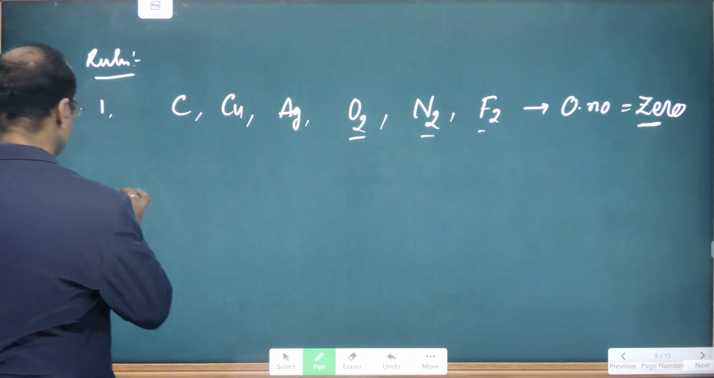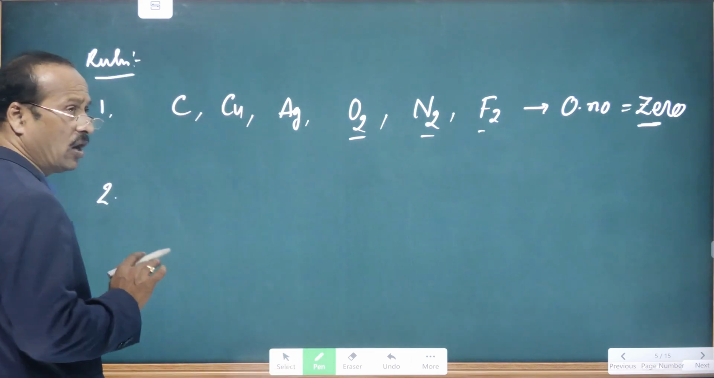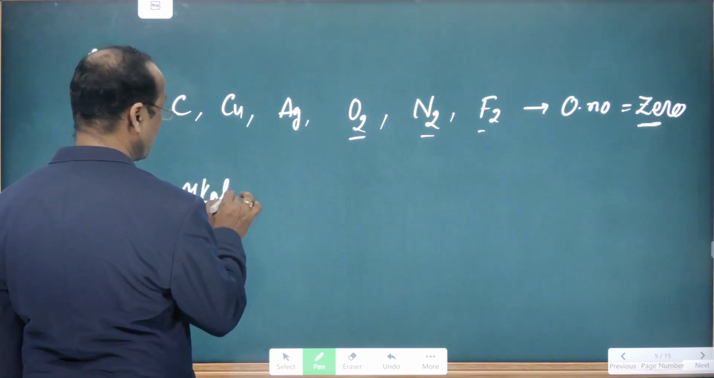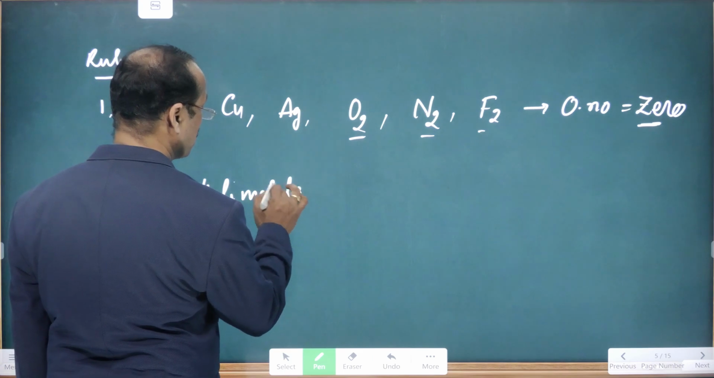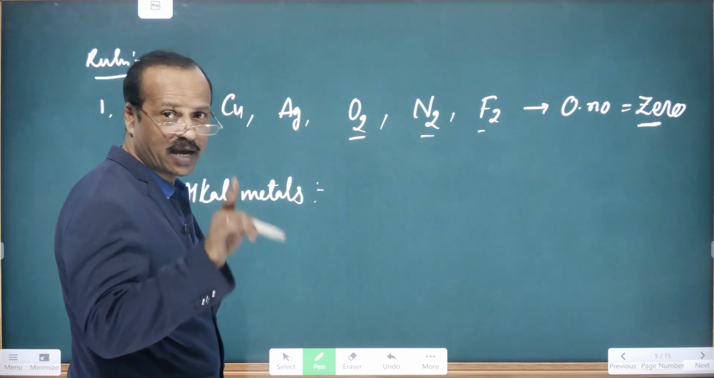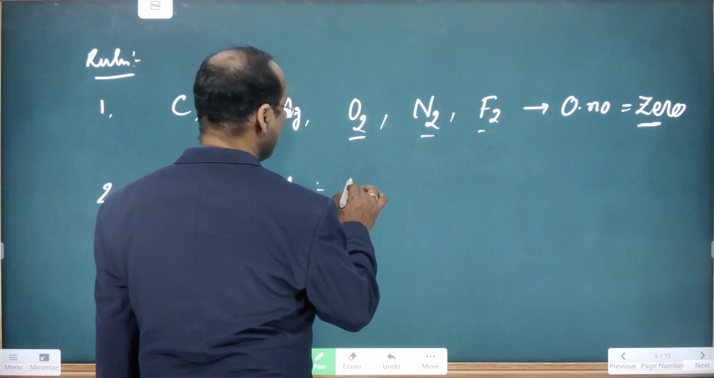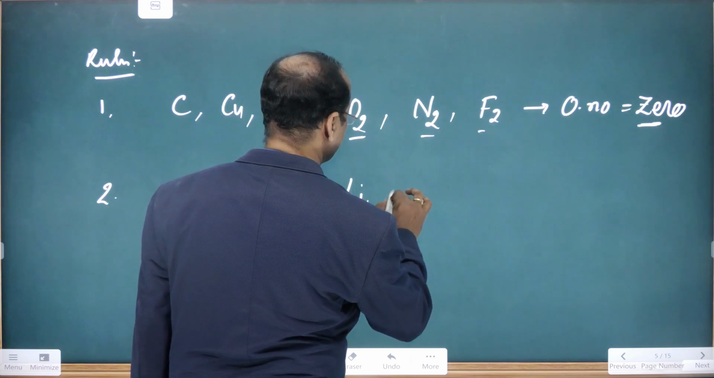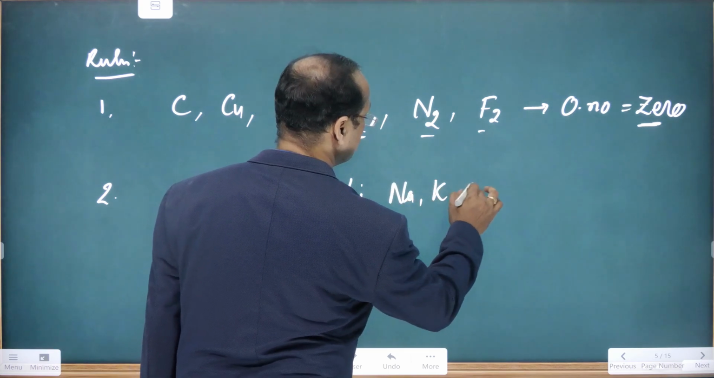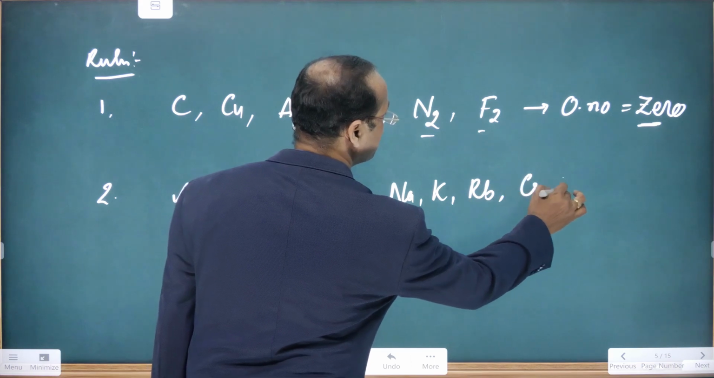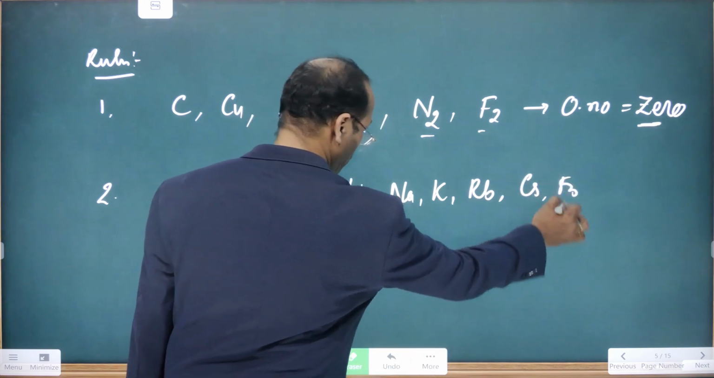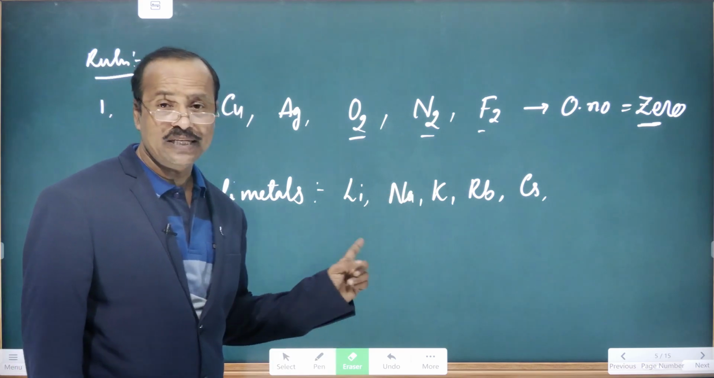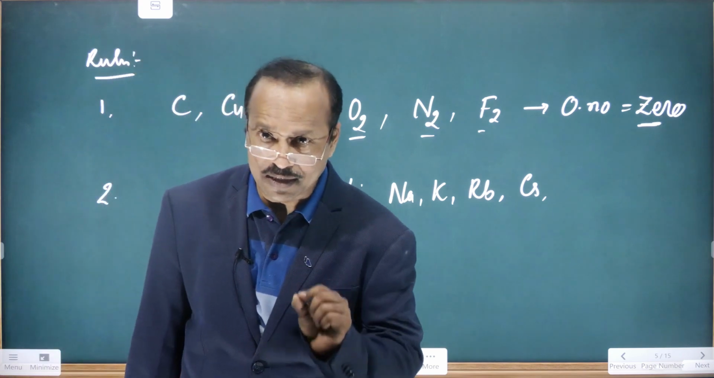Now, rule number 2: the oxidation number of alkali metals. What are the alkali metals? Alkali metals are the first group elements in the periodic table, except hydrogen: lithium, sodium, potassium, rubidium, cesium, francium. Of course, francium is a radioactive element. So these first group elements are called alkali metals, and the oxidation number of these alkali metals is +1.